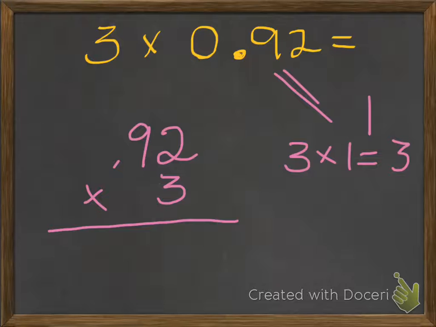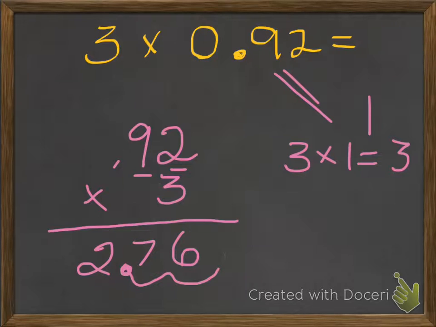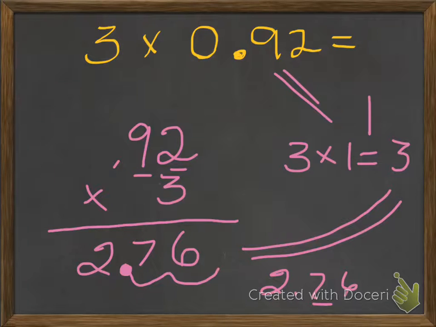3 times 2 is 6. 3 times 9 is 27. I was having a brain fart. And then I count how many digits are behind the decimal point. There are 2, so I'm going to put that decimal point 2 places over, and I get the answer 2.76, which is very close to 3. If I rounded 2.76 to the ones place, the bossy neighbor would say, hey, turn that into a 3.